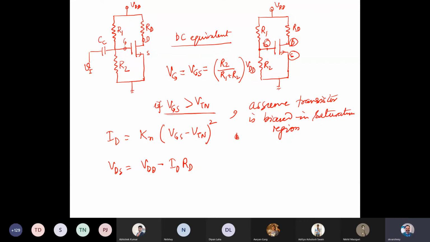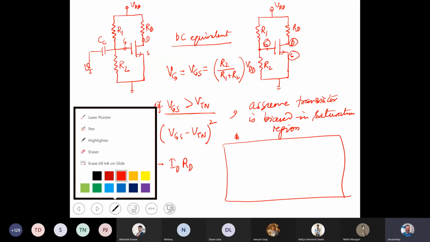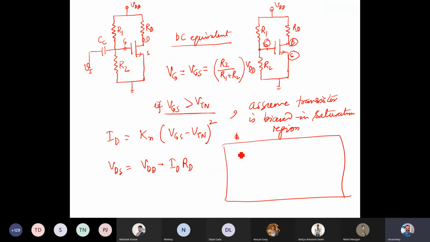That's the way you attempt to solve the problem, or understand this kind of circuit with the MOSFET. We know that if VDS is larger than VDS saturation, then the transistor is in the saturation region. If your VDS is less than VDS saturation, that means non-saturation, and this means saturation.